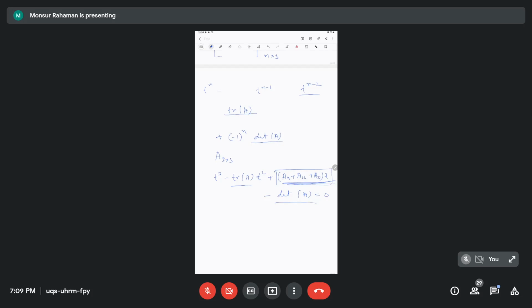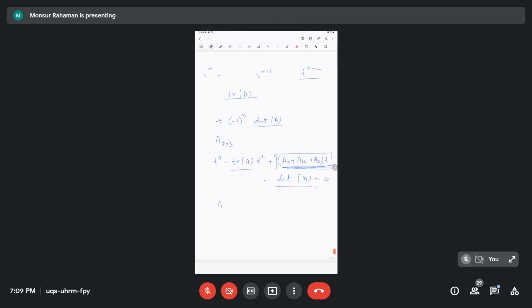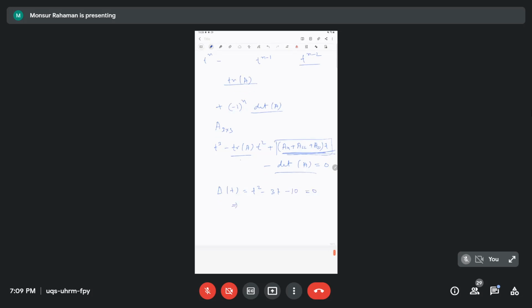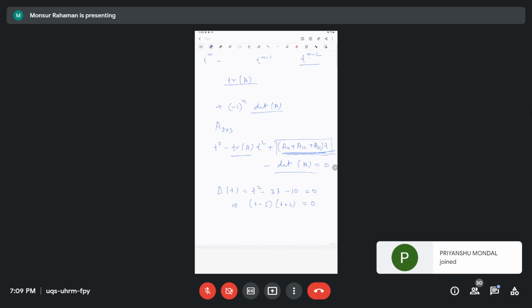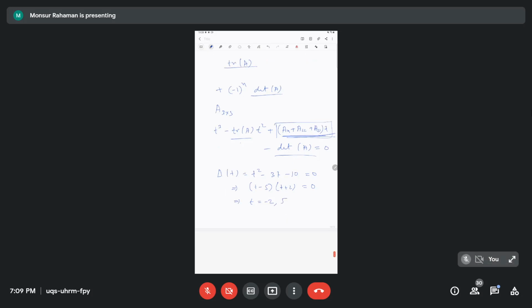Okay, trace and determinant will be very helpful for a 2 by 2 matrix. So det(A - tI) is t square minus 3t minus 10 equals 0. So the roots: t minus 5 and t plus 2 equals 0. So t is minus 2 and 5. These are the two eigenvalues. Because these are two different eigenvalues, you will have two different eigenvectors, so A will be diagonalizable.